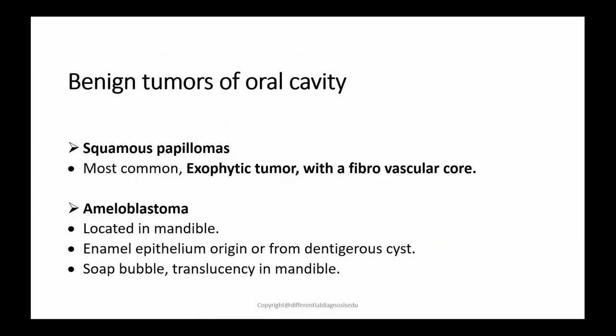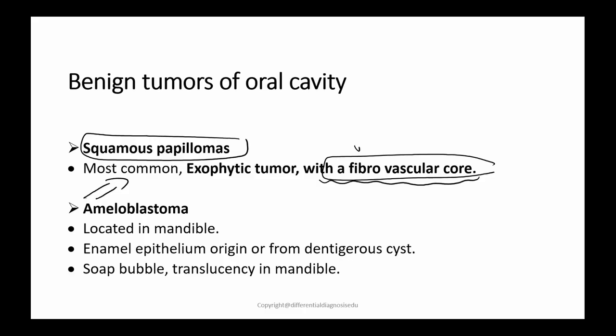Benign tumors of the oral cavity: squamous papilloma, the most common tumor. It has a fibrovascular core. So there will be a vessel inside the tumor, and a high risk of bleeding because of the vessel.